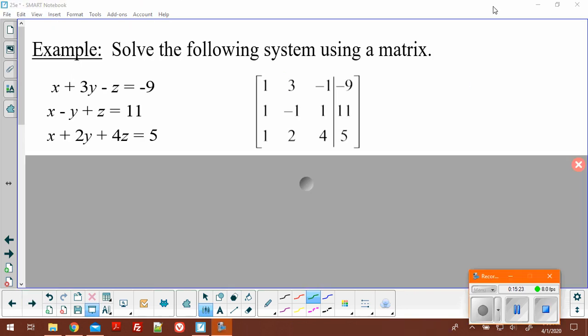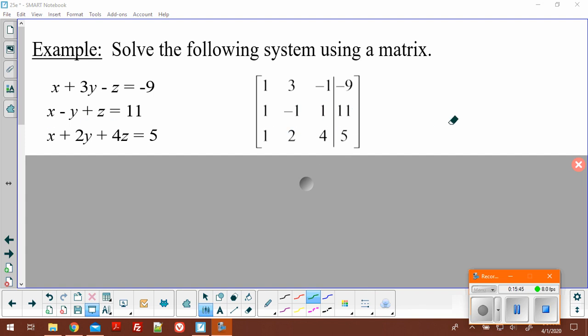Okay, so I'm going to show just one more quick example of the same steps, with another matrix. Okay, and we'll go from there. So here's the original system. I've written out the coefficient matrix, right? So I have 1, 3, -1, and -9. Okay, 1, -1, 1, and 11, and 1, 2, 4, and 5.